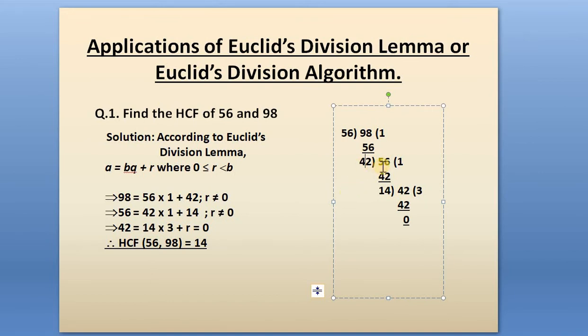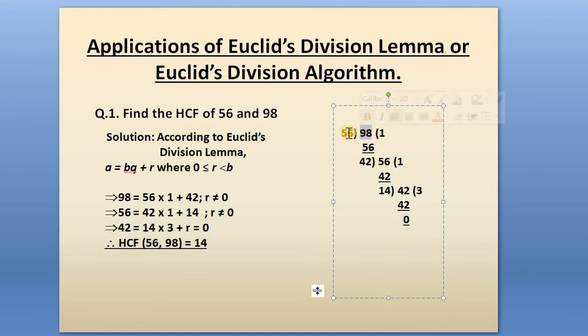Now what you need to do? Again divide the previous divisor, that is 56, by 42, the remainder of the previous case. Then you will get quotient 1 and the remainder 14. Now this 14, the remainder, will be the divisor next time, and the divisor of the previous case will become the dividend. So 3 into 14, 42, you got 0. So we have to continue this process till we get the remainder 0.